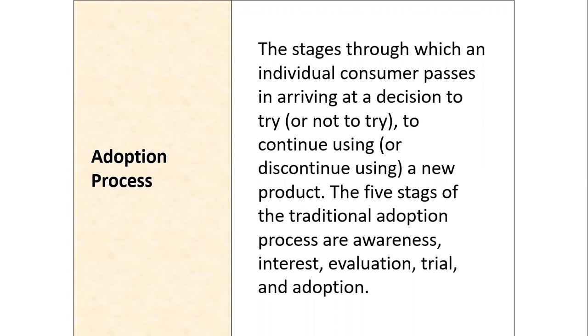In the adoption process, these are the stages through which an individual consumer passes in arriving at a decision whether to adopt or reject it, or continue or discontinue the usage, whatever new product is coming into the market. Here we find five stages, the traditional adoption process: first is awareness, second is interest, then evaluation, trial, and adoption.